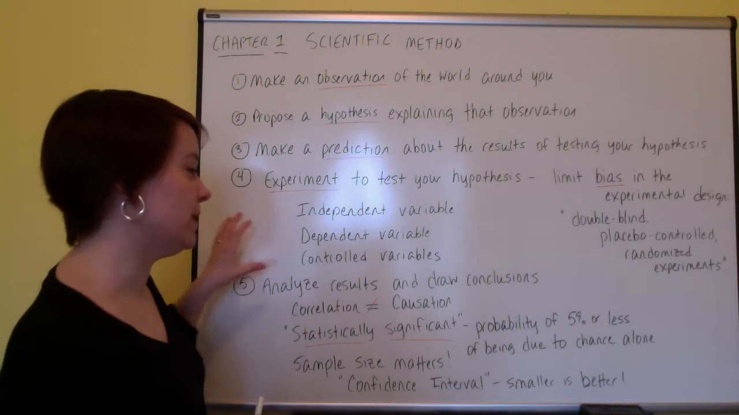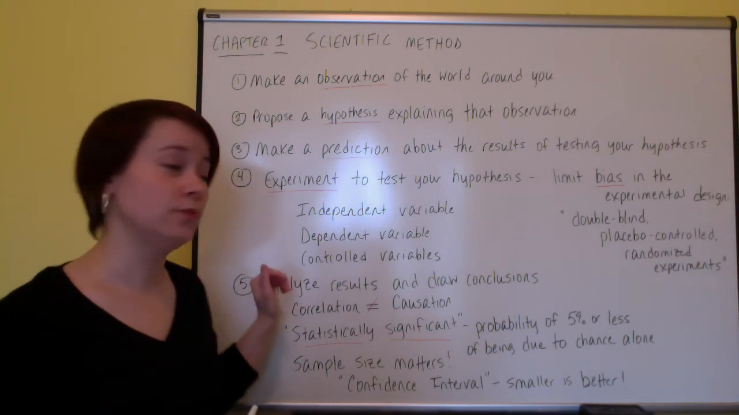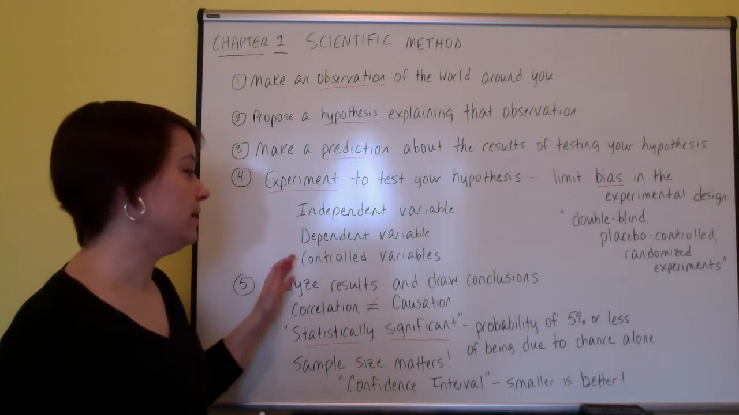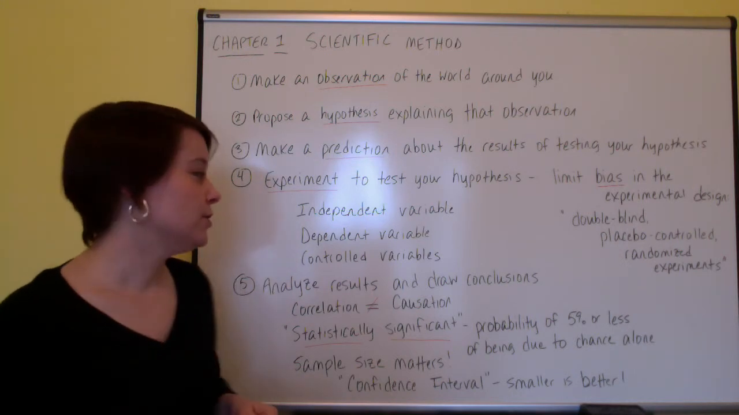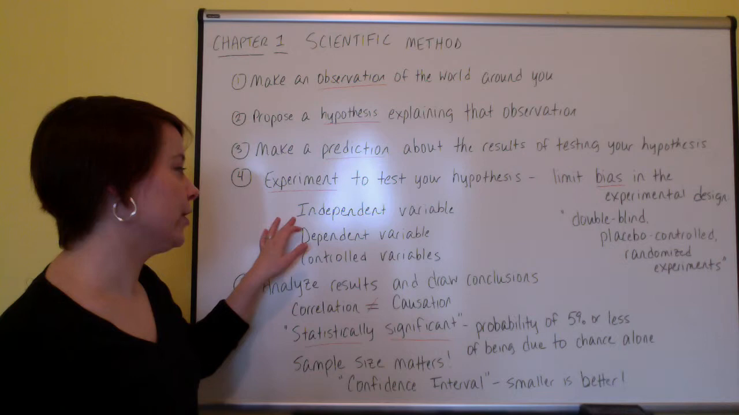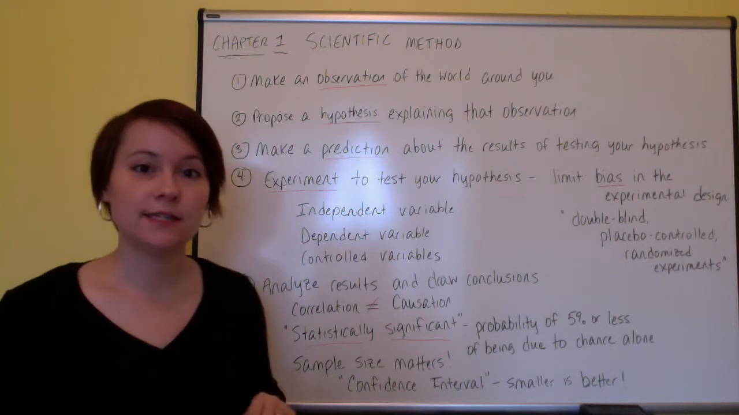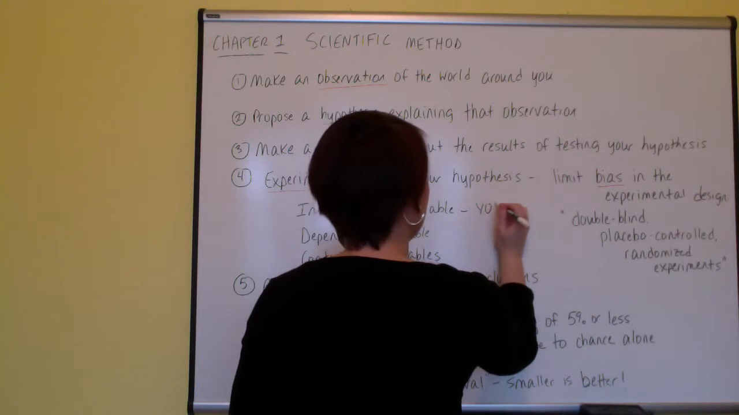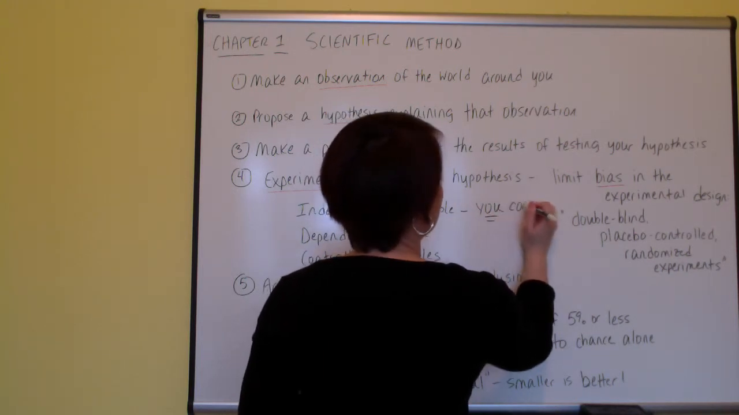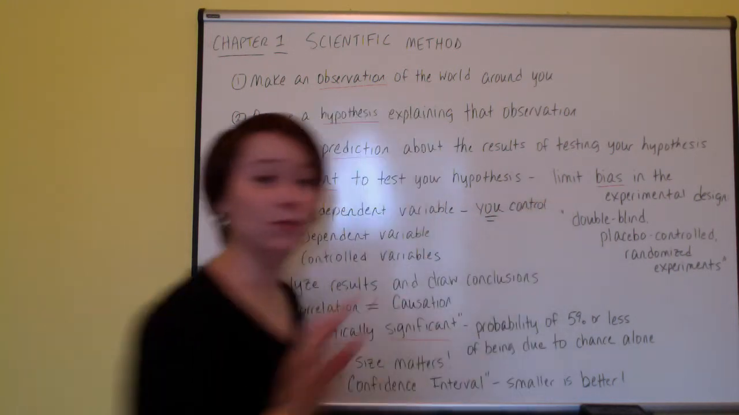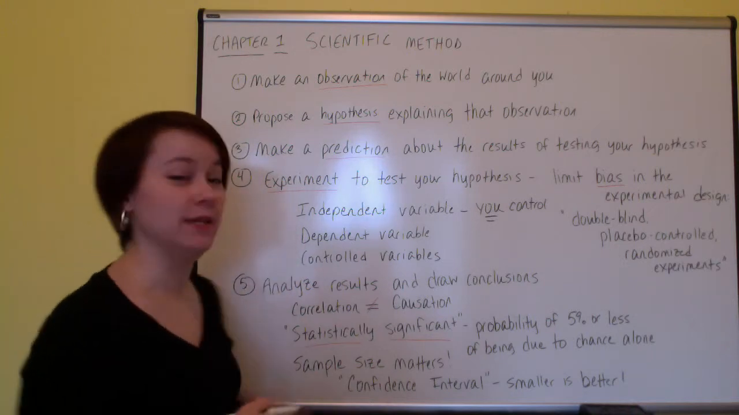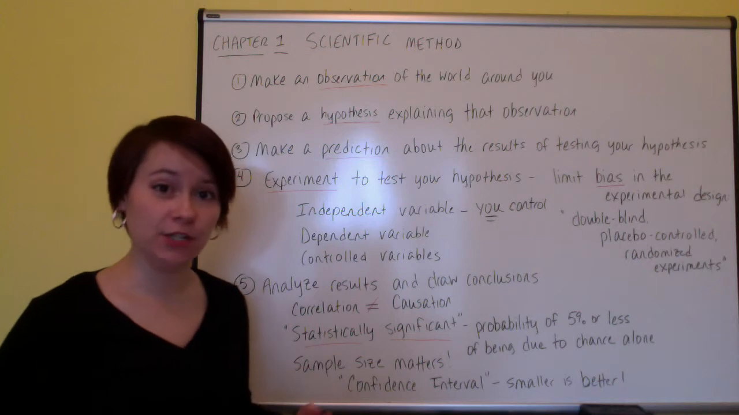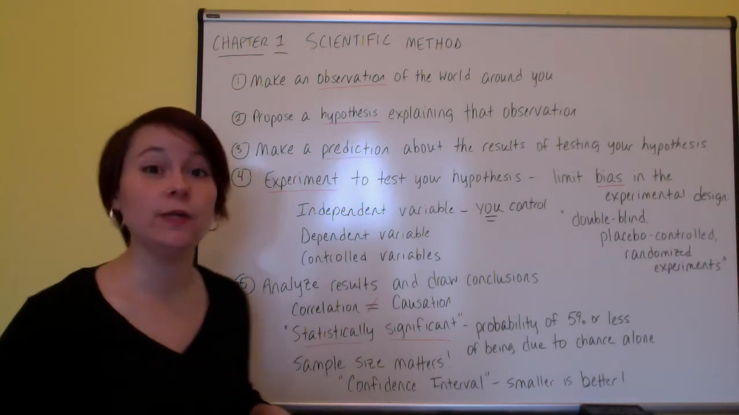Alright, so in your experiment, there are three types of variables. There is an independent variable, there is a dependent variable, and then there are the controlled variables. The independent variable is the variable that the scientist is tweaking. So this is the one that you control, you as the scientist. The dependent variable is what changes as a result of what you've tweaked.